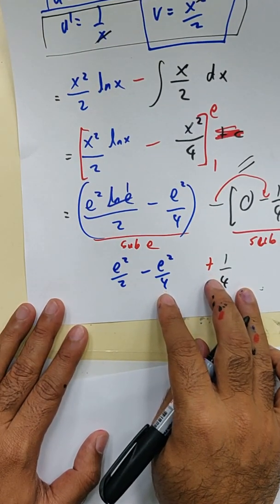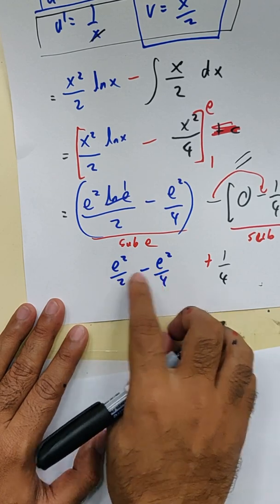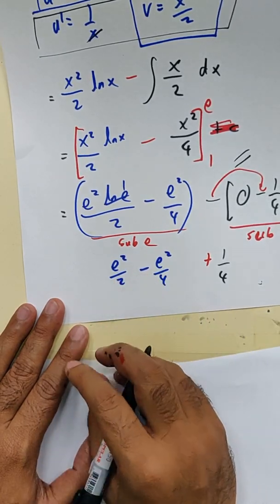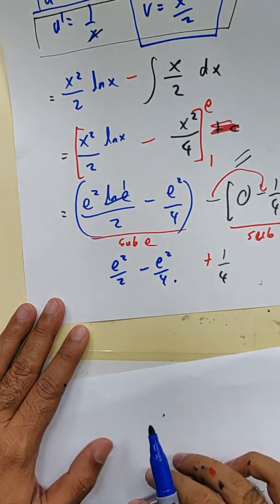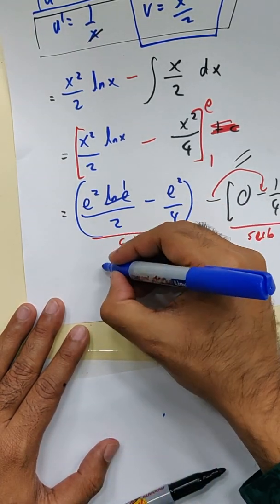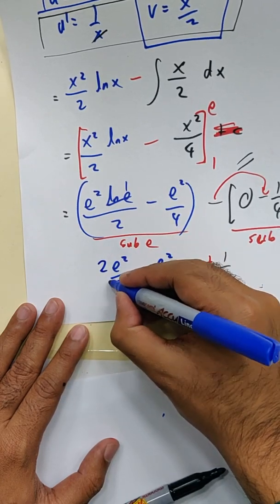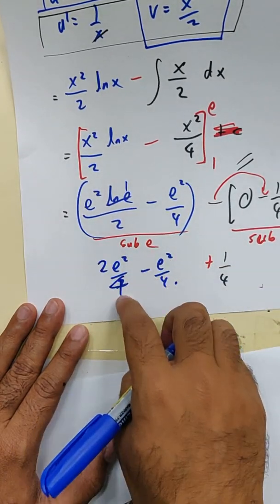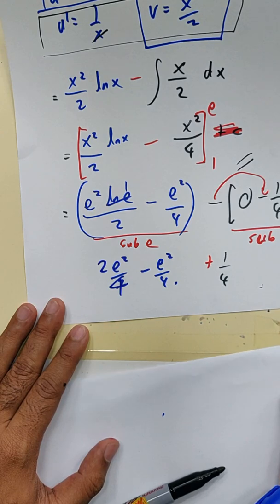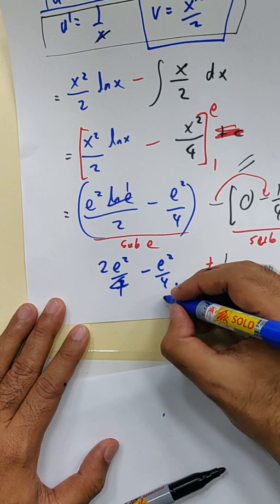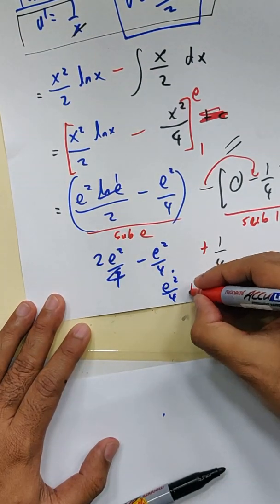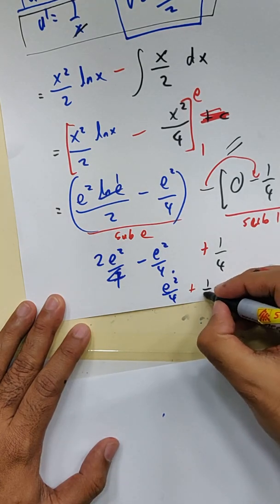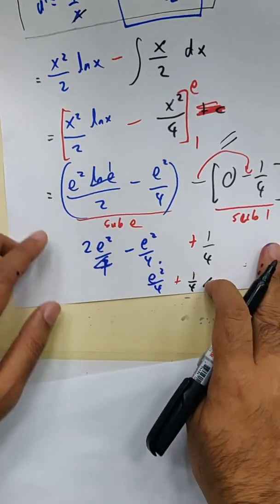Are you still alive? Okay, so how do we do this one? Make the denominator the same, equalizing the denominator. This one becomes 2, this one becomes 4. 2 over 4 minus 1 over 4. 2, yeah, e squared over 4 plus 1 over 4. This is sufficient enough for your answer.